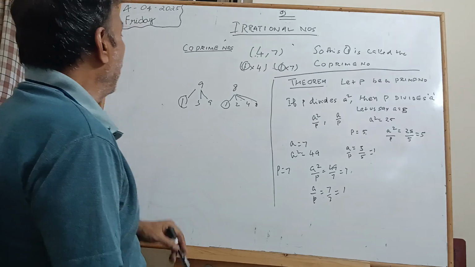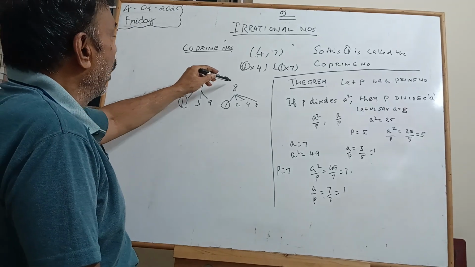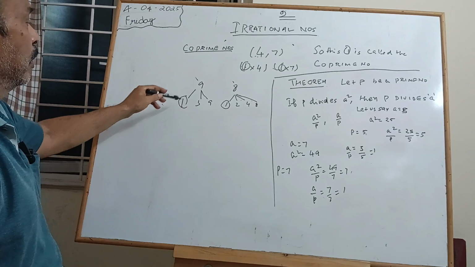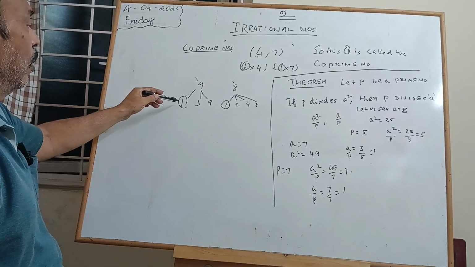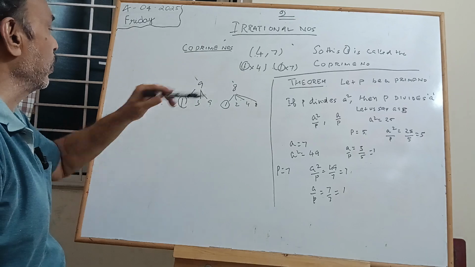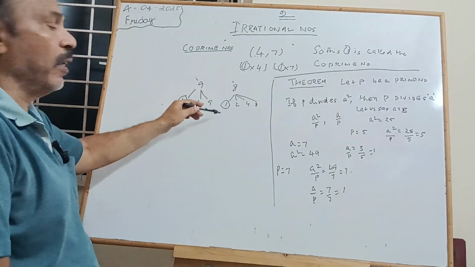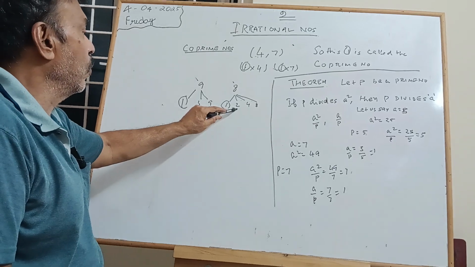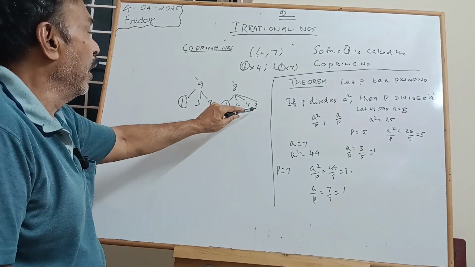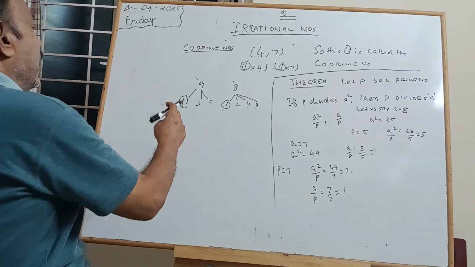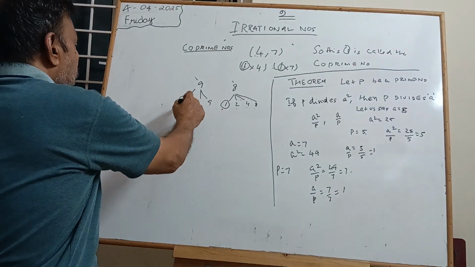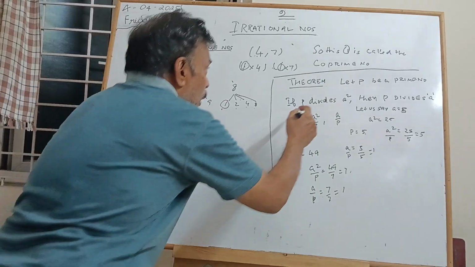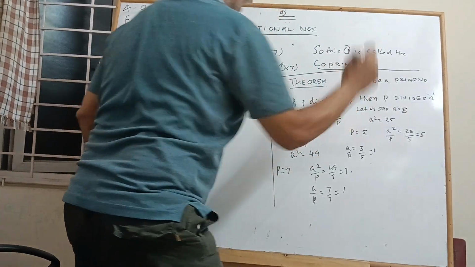Okay. Likewise, if you take 9 and 8, the factors of 9 are 1, 3 and 9. The factors of 8 are 1, 2, 4 and 8. If you see in this, again this 1 is the only common factor. So this is called a co-prime number.